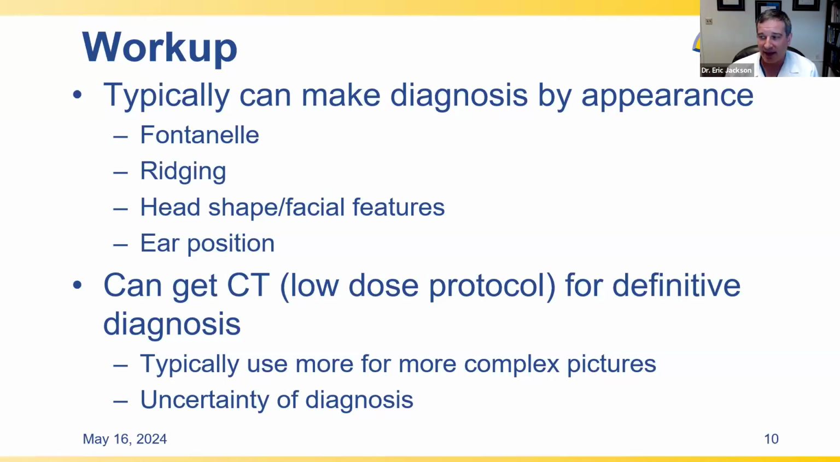Typically for that, we may use it for more complex pictures if we're worried about syndromes or other sutures, or sometimes there may be an uncertain diagnosis. I can think of patients who have significant long, narrow heads, but maybe the other features don't fit for sagittal synostosis. And we want to make sure that they actually have it if we're going to treat it.